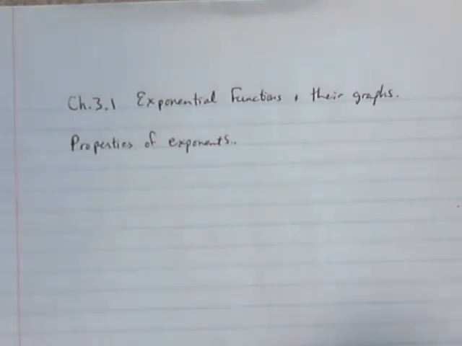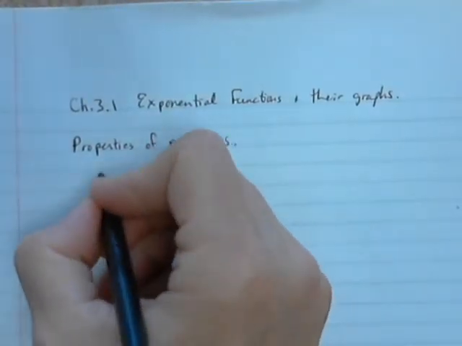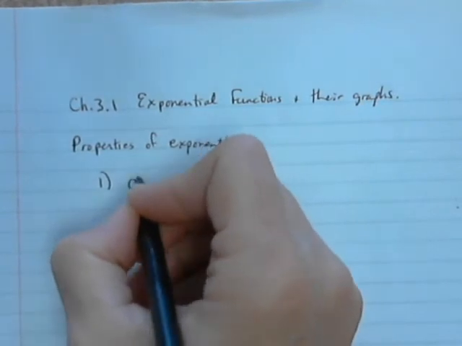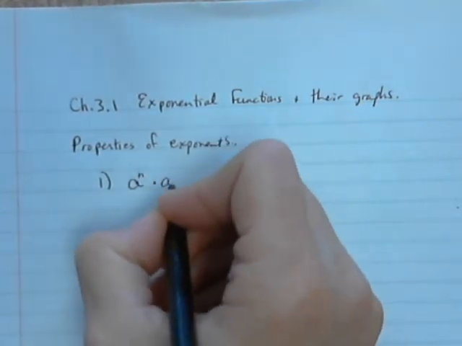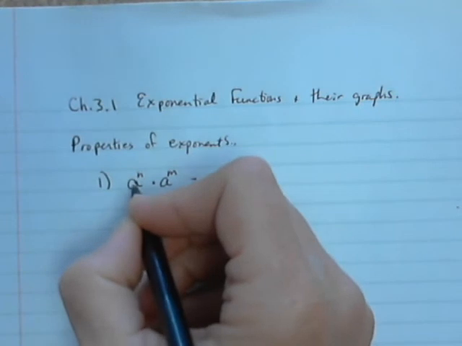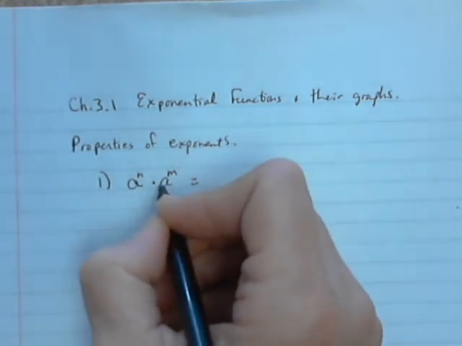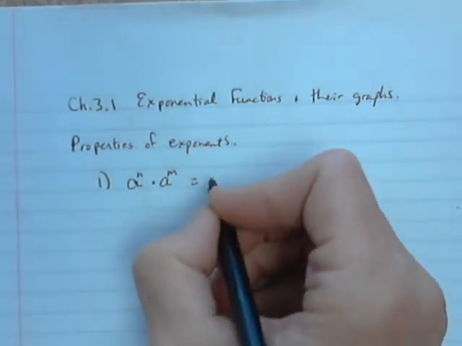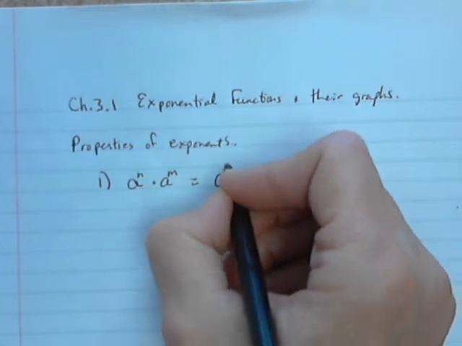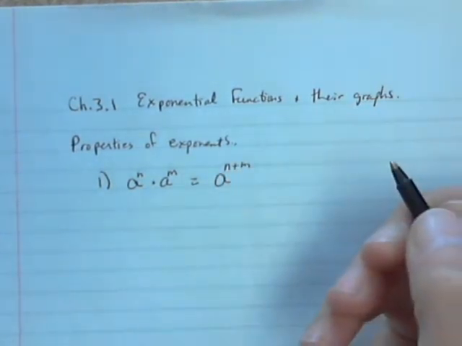The first rule we have is the product rule, which is a to the n times a to the m. If you have the same base and different exponents, you can add the exponents. So this is a to the n plus m.